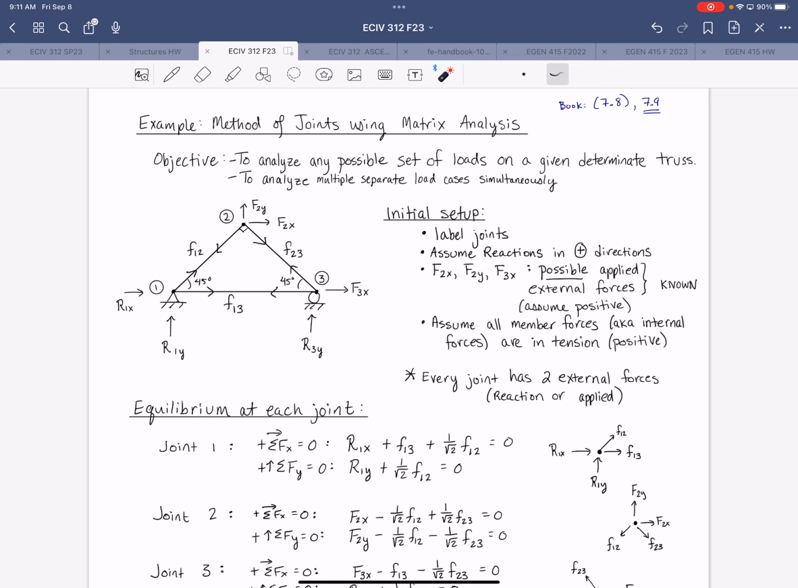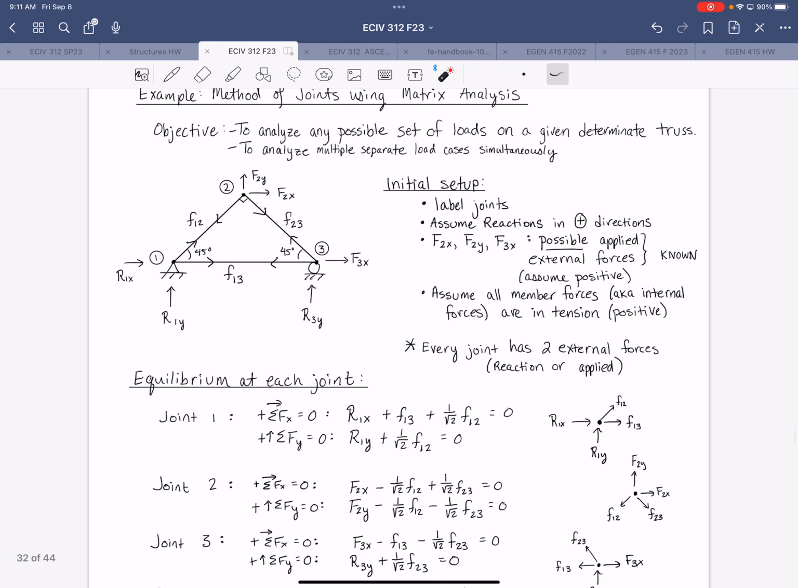And we want to consider them all separately, not acting at the same time. So you don't want to have to go through that method of joints calculation for the whole truss for every single load case, right? So this will allow us to analyze all of those load cases. They're still analyzed separately, but they're analyzed at the same time in one go, right?